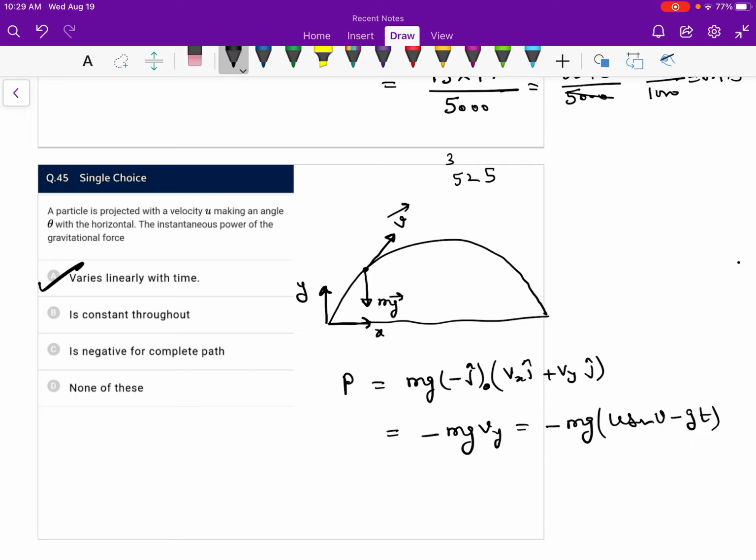So power varies linearly with time. First it decreases, first negative, then positive. Okay, so that's all for today.